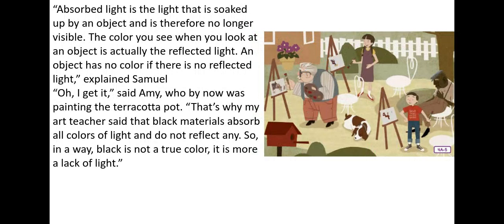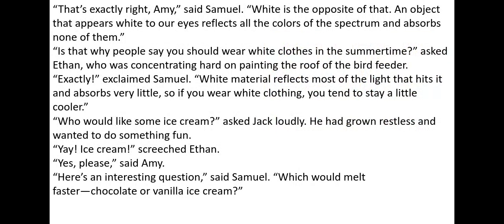Absorbed light is the light that is soaked up by an object and is therefore no longer visible. The color you see when you look at an object is actually the reflected light. An object has no color if there is no reflected light," explained Samuel. "Oh, I get it," said Amy, who by now was painting the terracotta pot. "That's why my art teacher said that black materials absorb all colors of light and do not reflect any. So in a way, black is not a true color. It is more a lack of light."